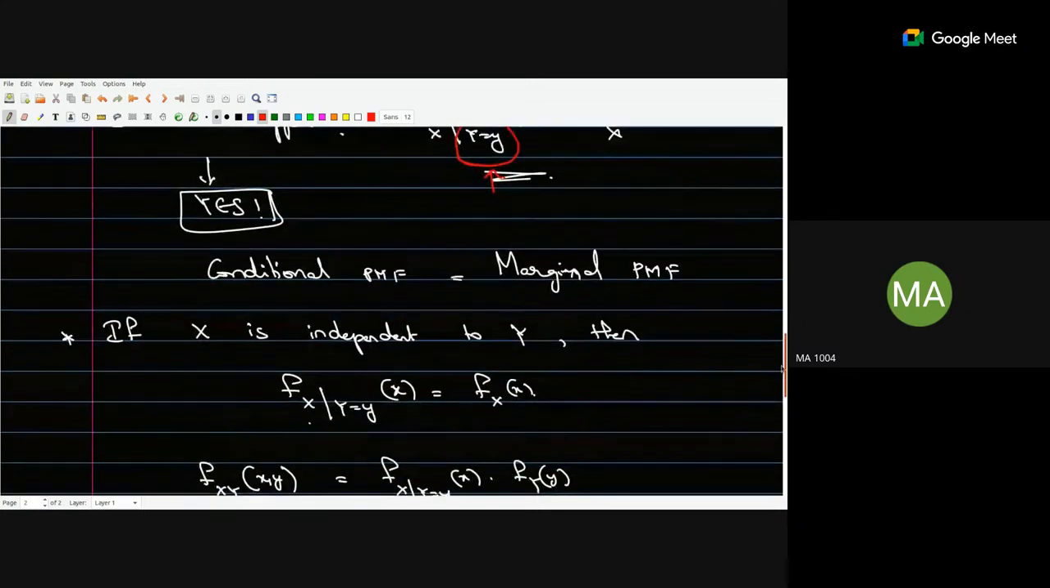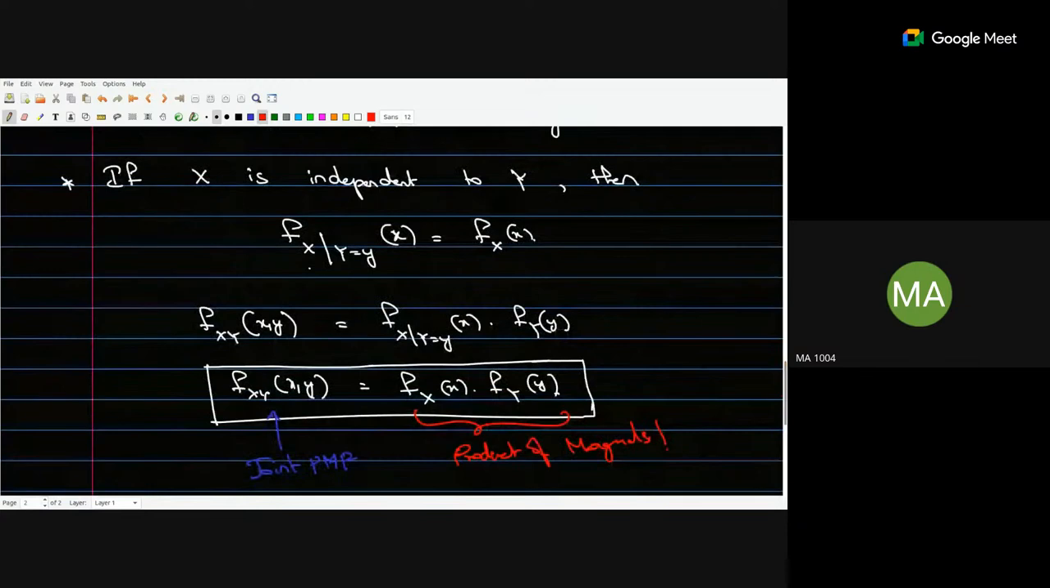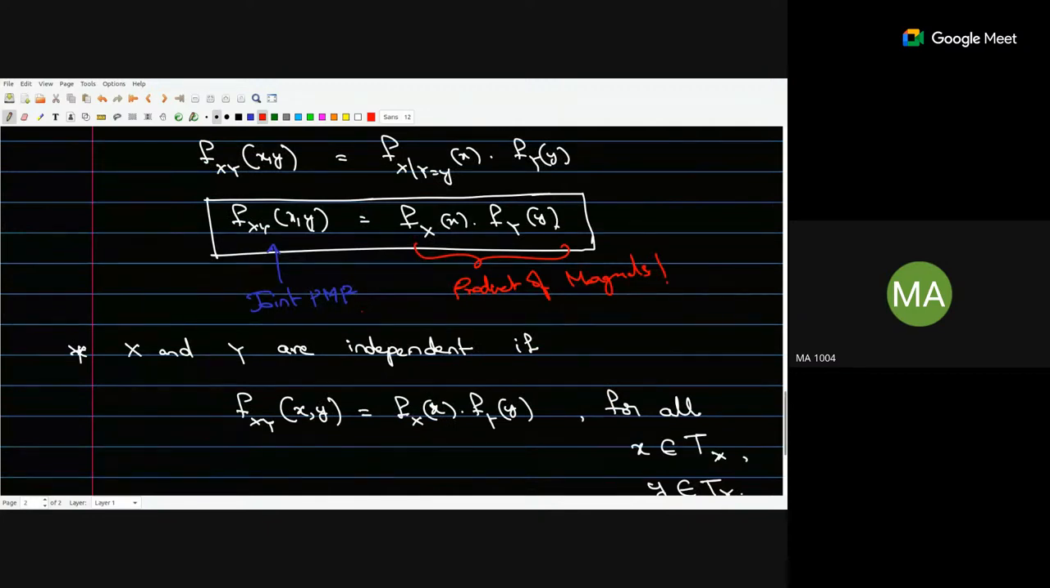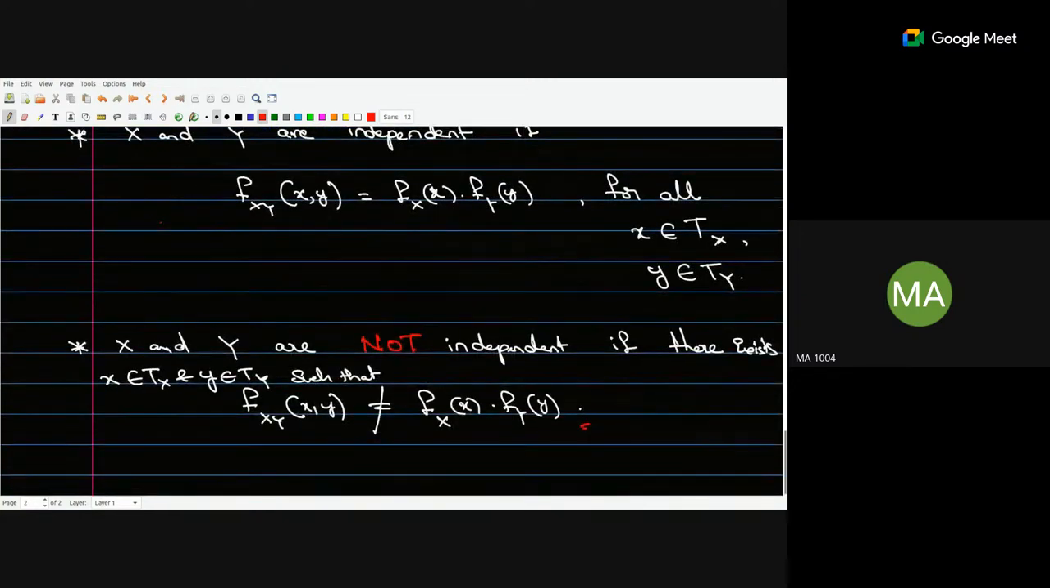Let's do some examples. I hope this is clear to everyone. So when do we say independent? For independence, there are two conditions, and you can write either of the two. One is conditional PMF equals the marginal, which means the condition does not affect the distribution of the other random variable. From that, we deduce that when your joint PMF equals the product of marginals, X and Y are independent. This is the most predominantly used condition to check whether two random variables are independent. You just have to check whether joint equals product of marginals or not. And when do we say it is not independent? You just have to come up with x and y such that fxy(x, y) is not equal to fx(x) times fy(y). So one special case is enough.